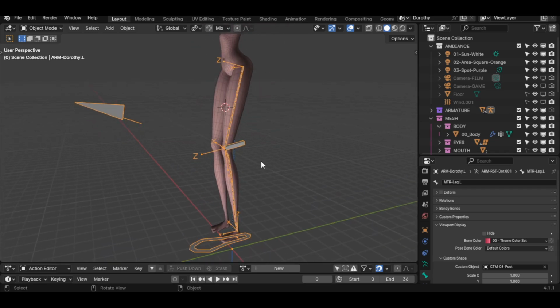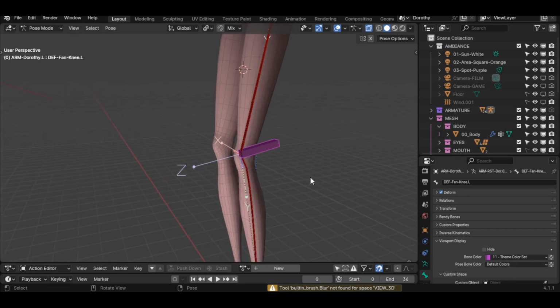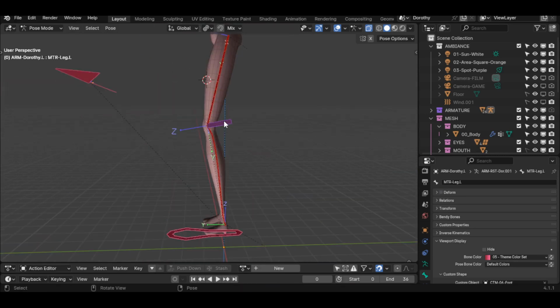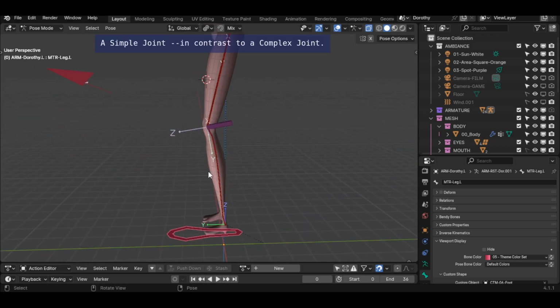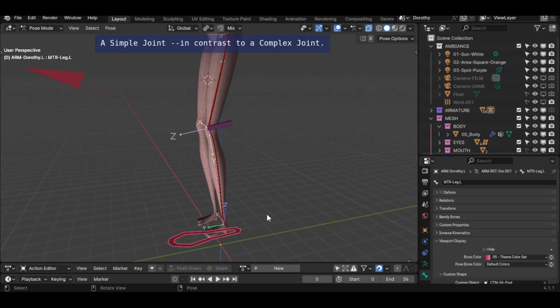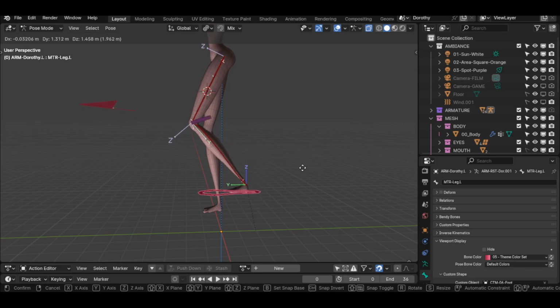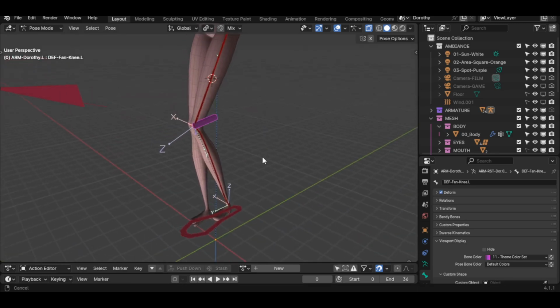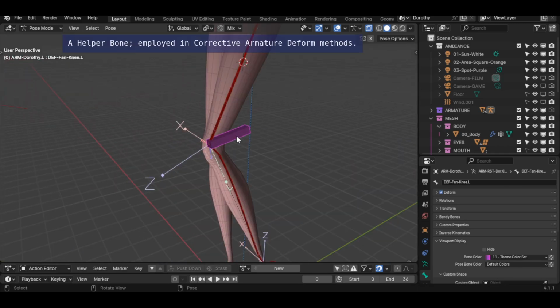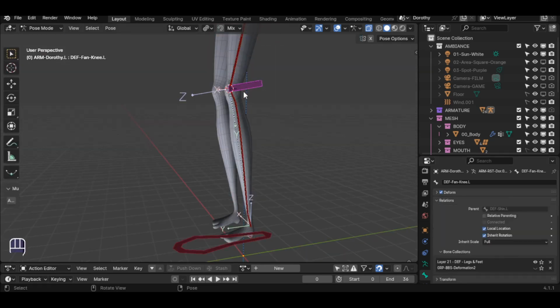Here we're going to talk about fan bones. So this is a fan bone, for example. It is called a fan bone because, in this particular case of a simple joint of the knee, as I pose the leg, the mechanism of the bones looks just as if it were an oriental fan. And the fan bone is a helper bone or a set of helper bones. In this case, it's a simple deform bone. In this case, it is extremely simple to set up.